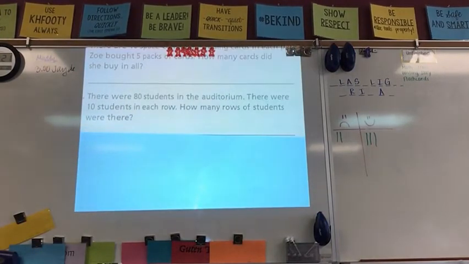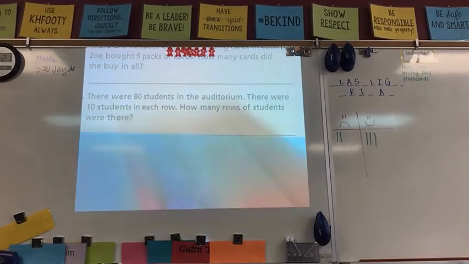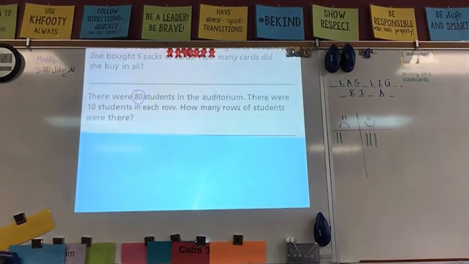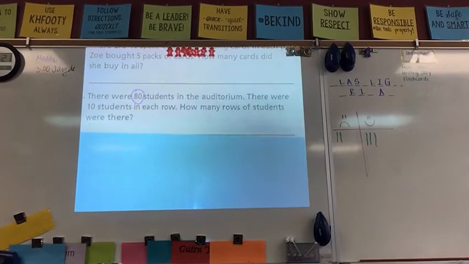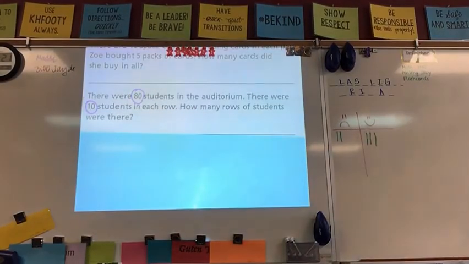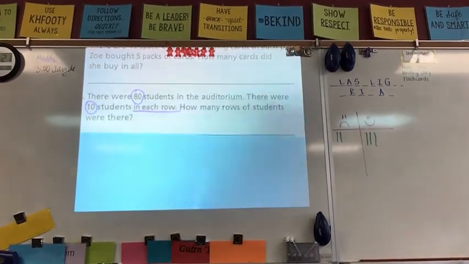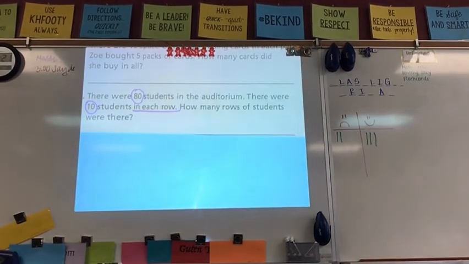I better mark that information. Who can tell me something that you stood up or sat down on? Something that was key information? Rylan. 80. There are 80 students. Very good. What else? Savannah? 10. We got our numbers. What else? Rows. Rows in each row, I'm going to say. Braylon.